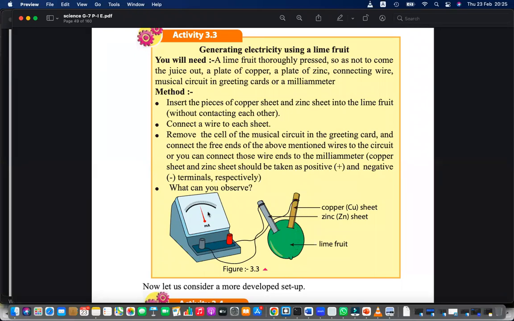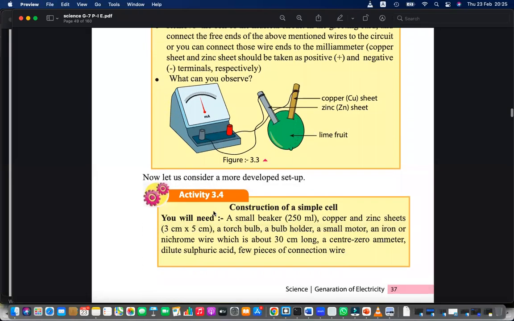So that is why you have to take the center zero milliammeter, because you can measure it easily.